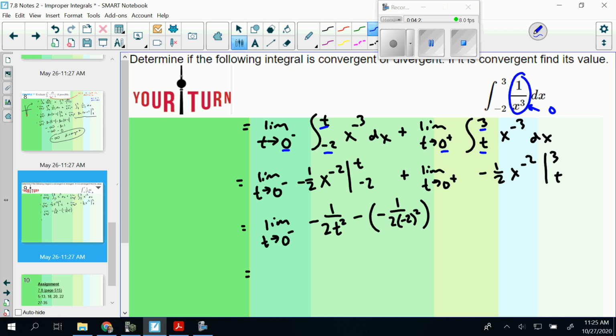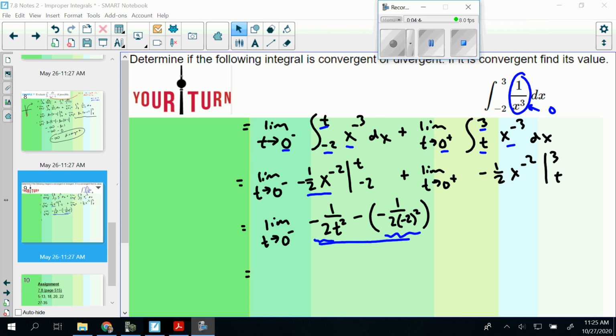Also, I rewrote this function as x to the -3rd on both of these. To find the antiderivative, just add 1 to the exponent and put the reciprocal. Now when we evaluate this by putting in t and -2, we'll get what we have here. This one we could solve out and figure out that value. This is the other one though, so this is the one we're really focused on here.